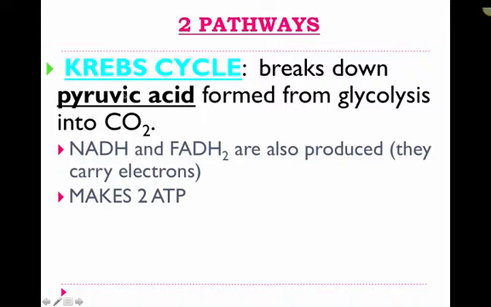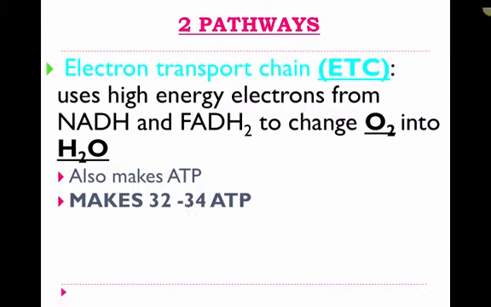It takes this pyruvic acid and breaks it down into carbon dioxide. As a result, NADH and FADH2 are produced. These are electron carriers. This process makes 2 ATP. So remember, I asked you to keep track of the ATP molecules that each process is making. This one makes 2. The next pathway is going to be the electron transport chain, or ETC for short.